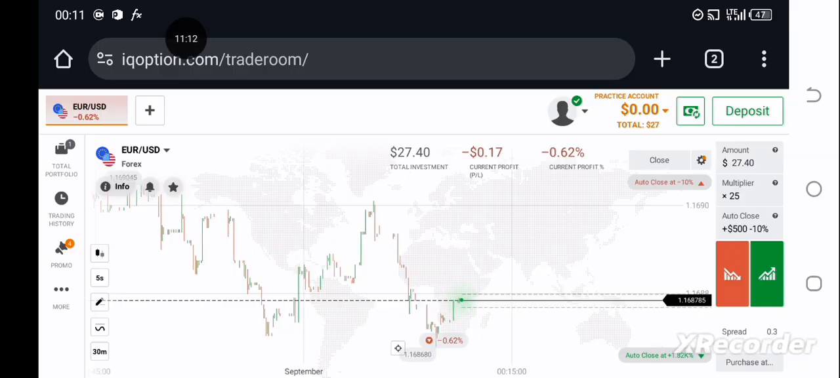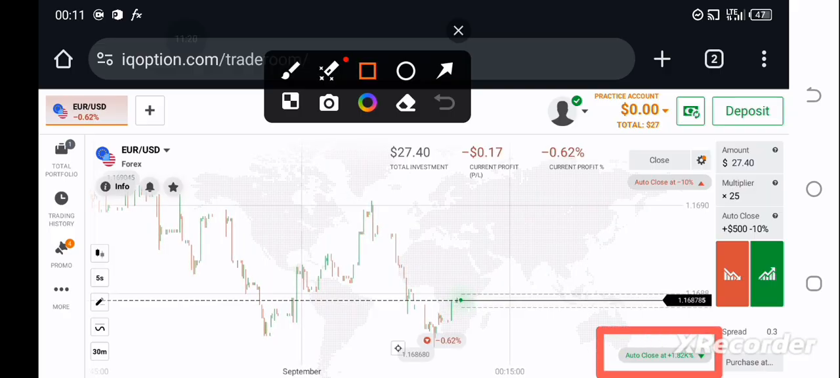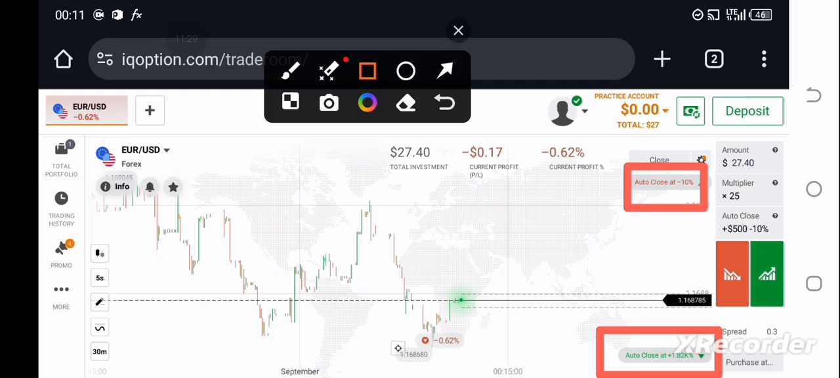If you look carefully, it is written boldly, automatically close here, auto close at plus 1082%. Then automatically closes at minus $10. So I set my profit by amount.